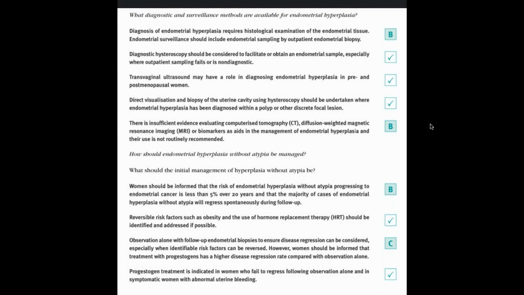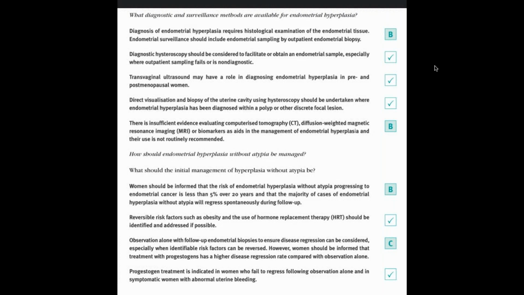Okay. There is insufficient evidence evaluating CT or MRI or biomarkers as aids in the management of endometrial hyperplasia, and their use is not routinely recommended. So based on this information, you're not going to tell the patient, okay, we can do an MRI or a CT scan. Or if the patient asks you, sometimes they can prompt you, can I have an MRI? Okay, they must have read about it somewhere. In that case, you would use what is mentioned here in the guideline: that no, the evidence says it wouldn't, or there's not enough evidence to say that it would help us, okay, or give us further information. Now, that top part is regarding the diagnosis.